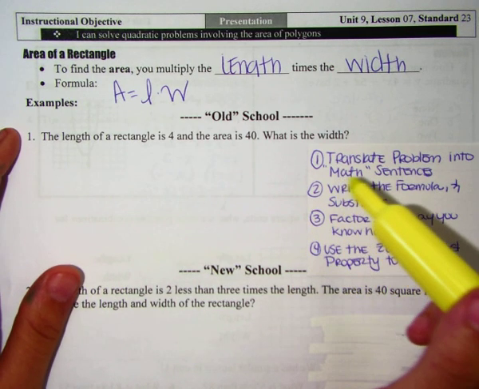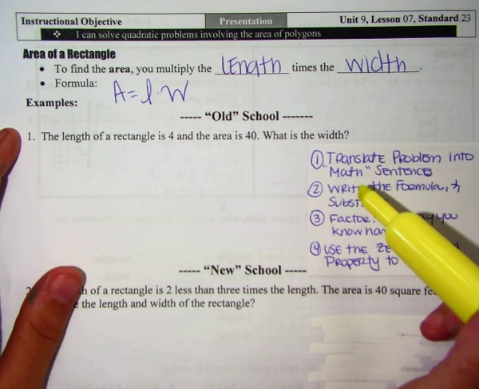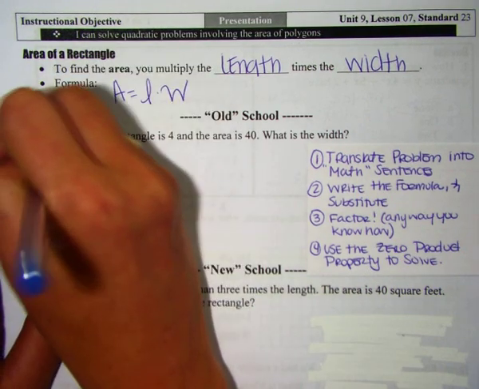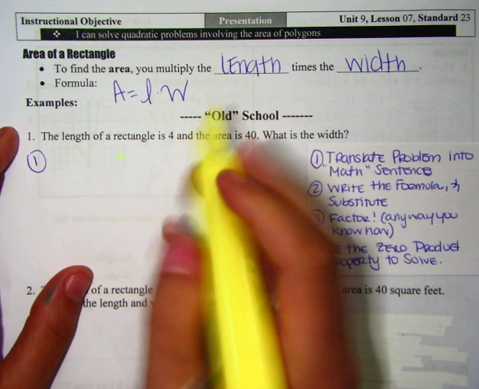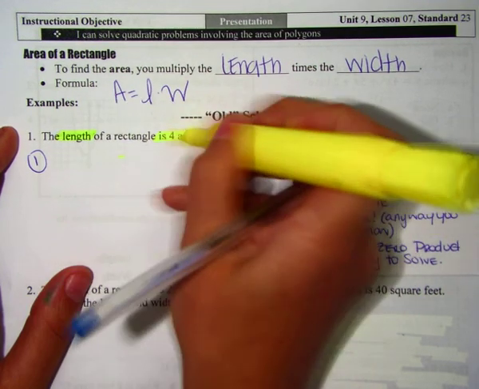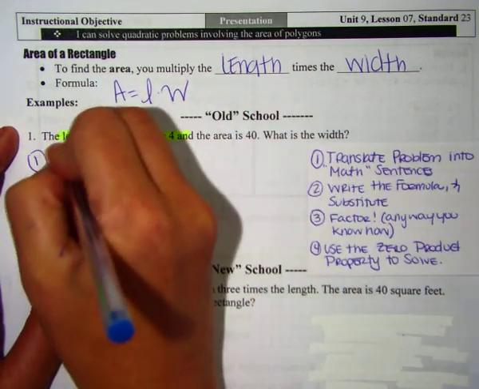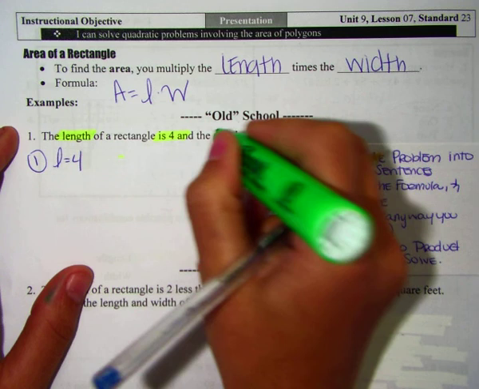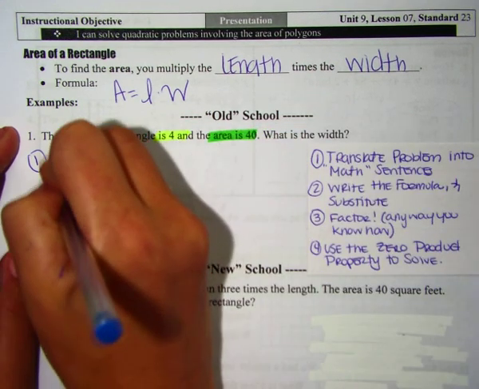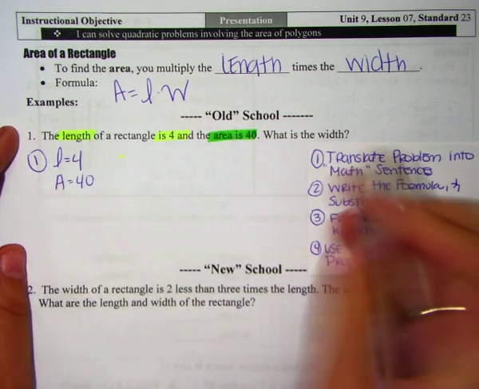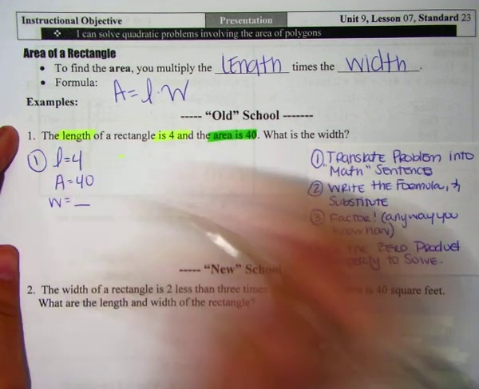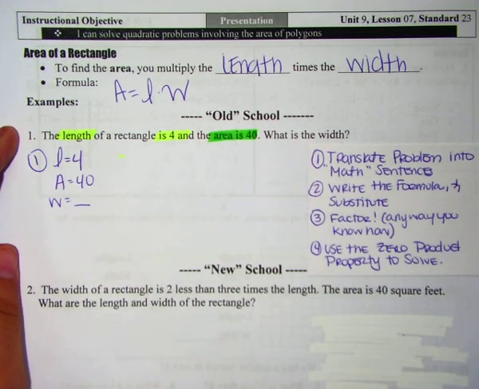So the first thing is you're always going to translate the problem into math sentences. Okay, so we're going to do that first. So the length of a rectangle is 4. L equals 4. And the area is 40. A equals 40. It wants to know what is the width. So I'm just going to put W equals a blank because I don't know what that is.